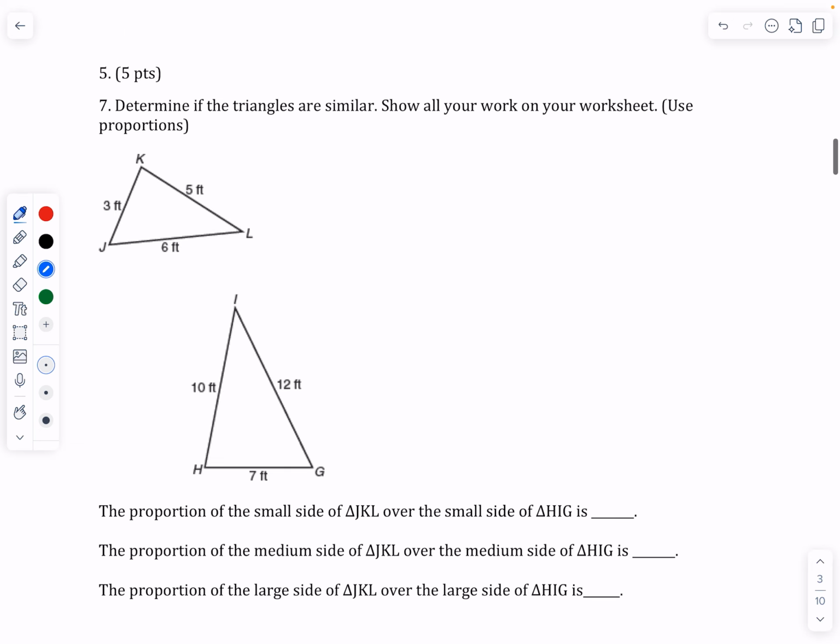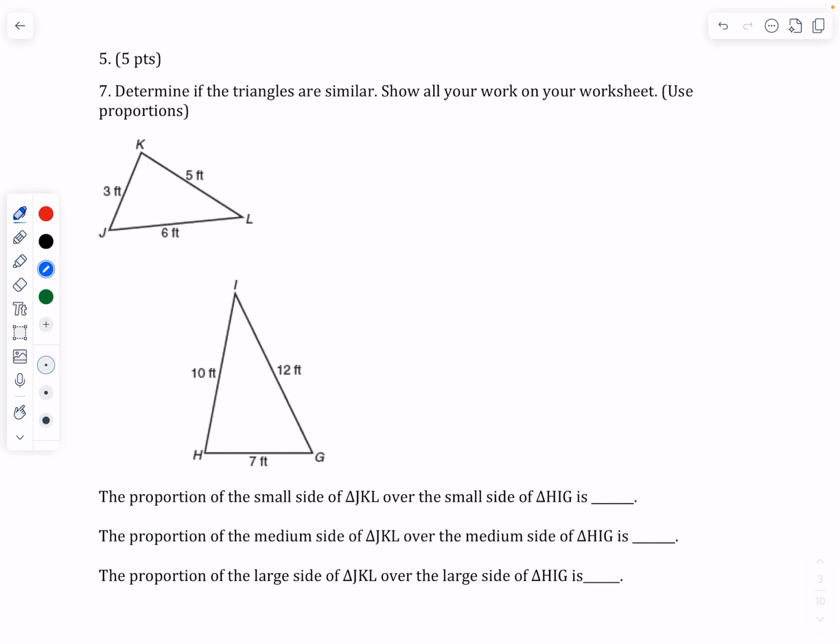All right, number 5. Determine if the triangles are similar. Show your work on your worksheet. Okay, so again, I'm going to say this is triangle JKL, so I'm doing the letters in order. Okay, and triangle GHI. Okay, so now what I'm going to do is I'm going to color code.